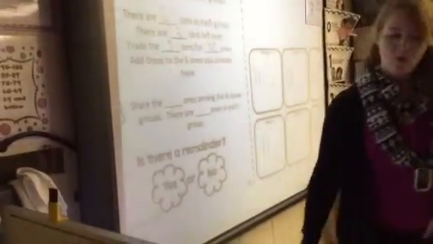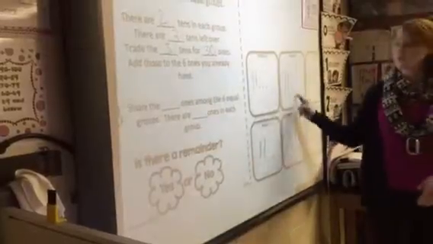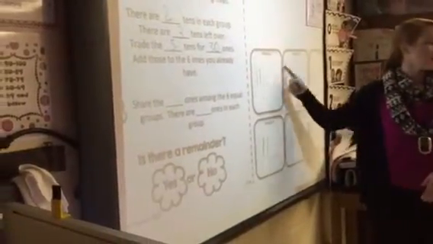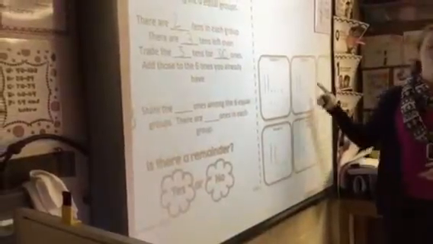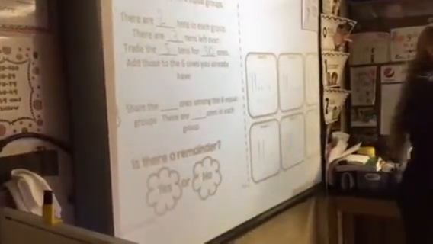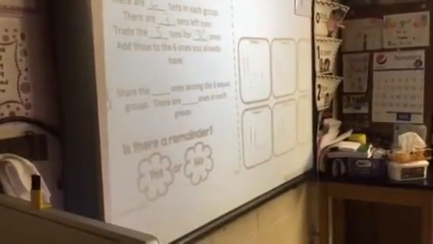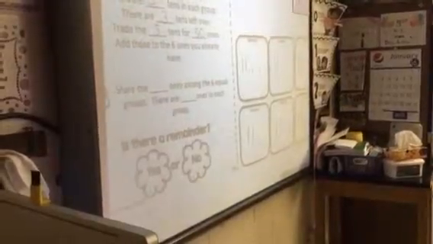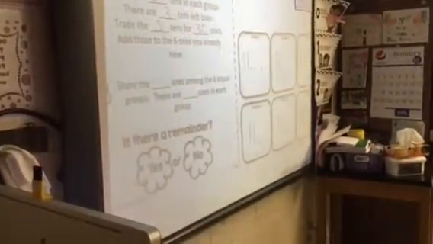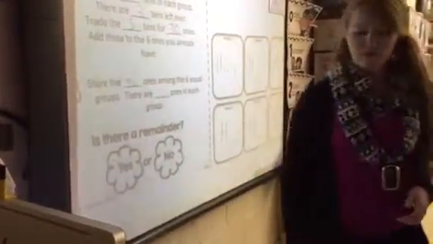Okay, so how many ones did we just put in all of these? How many ones do we have in total that we just put in these? 36. I'm going to write 36 in that first blank right up there, because we shared the 36 ones. And we share them among the 6 equal groups.